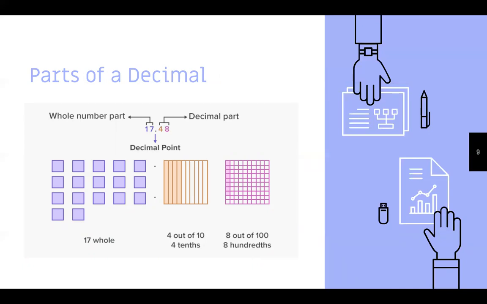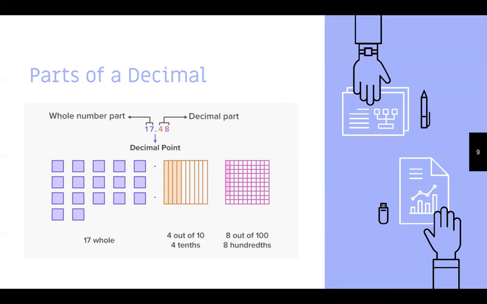But let's take the number 17.48, and I really do like this picture because it describes it very well. So the 17 is the whole number part. We know that's 17 whole blocks. Let's say this is describing some block. Well, now we have the 0.48, and that's what we have to analyze right now.